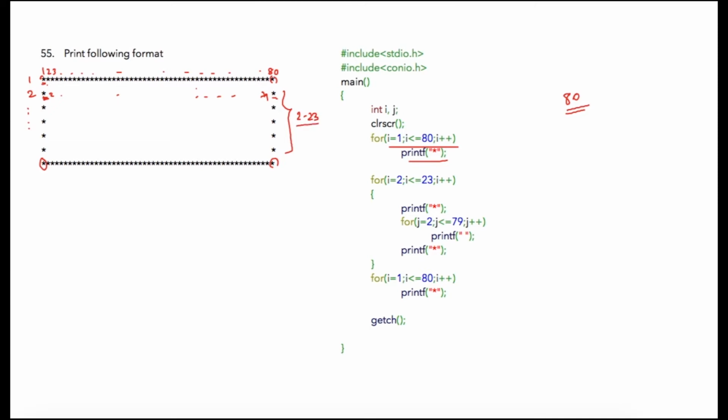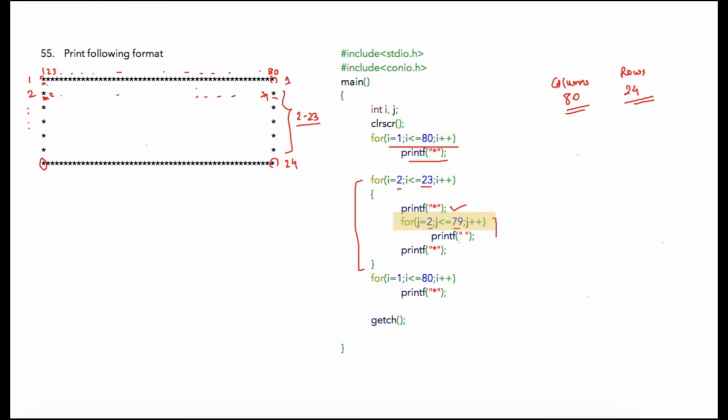2 to 23 iterations, because on the first row we are printing 80 stars, and on the last row we are again printing the same 80 stars. So that will be the 24th row, because I am assuming 80 as columns and 24 as the number of rows. In the second for loop, I am iterating from 2 till 23, and then I am just printing this first star, and for 2 to 79 iterations, that is almost 77 times, we are going to print spaces.